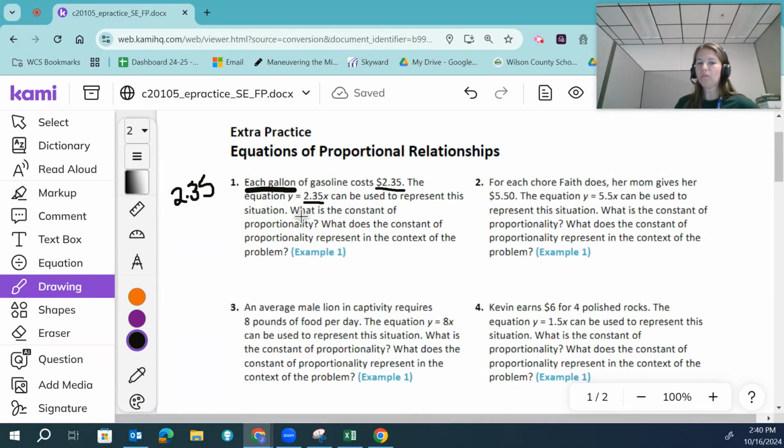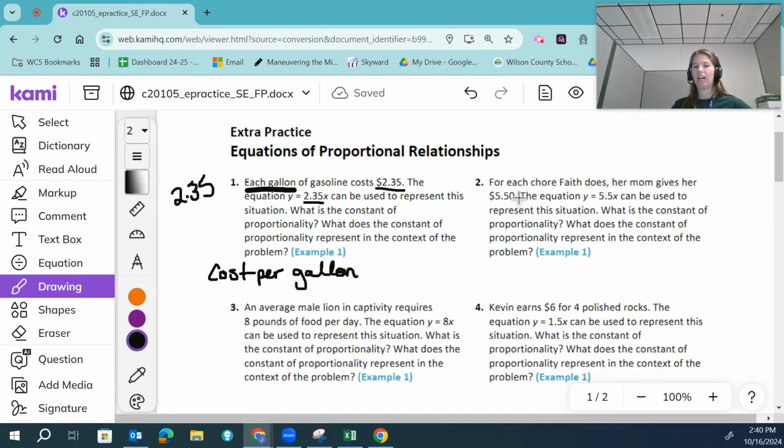our constant of proportionality is right here, multiplied by x. Okay, so it asks what is the constant of proportionality? It's that number there multiplied by x. Then it asks what does the constant of proportionality represent in the context of the problem? Well, it represents the cost per gallon. Again, constant of proportionality and unit rate are the same.